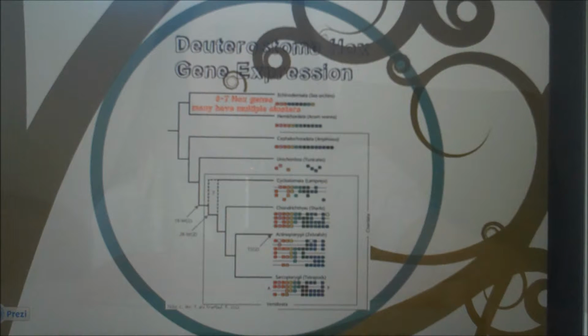Deuterostome Hox gene expression can be seen throughout evolutionary history in this figure. Typically, deuterostomes have 6 to 8 Hox genes, and many species have multiple clusters of the Hox gene. In comparison to protostomes, deuterostomes have many more clusters and Hox genes and are much more developed than protostomes typically are.